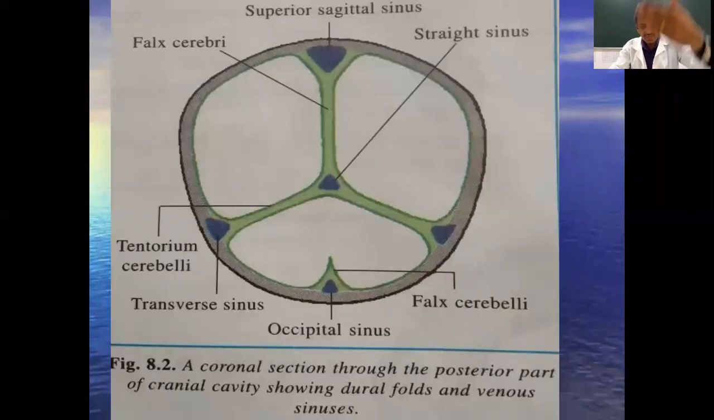This is the coronal section taken at the posterior part of the cranium. That is, it represents the three folds of dura mater. You can see, this is the falx cerebri, this is the tentorium cerebelli, and this is the falx cerebelli. The falx cerebelli is a small fold of dura mater between the two lobes of the cerebellum in the posterior part.